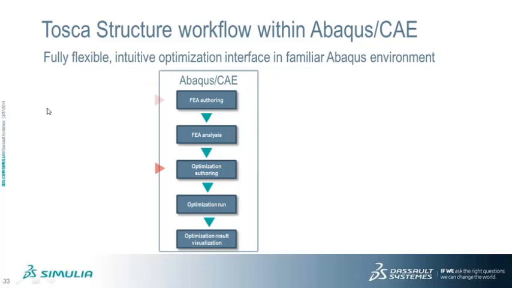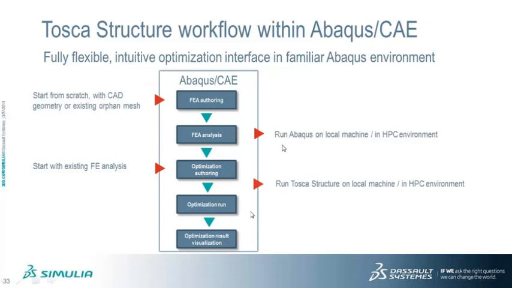So even though it's fully integrated, it's still fully flexible. On one hand, you can start from scratch. You can start with a CAD geometry, for example, from CATIA or Pro-E, or use existing orphan meshes. But you can as well start with an existing FE analysis, so a full Abaqus simulation setup, and just do the optimization authoring within Abaqus CAE. That's also possible. On the other hand, we are able to run the Abaqus and Tosca Structure jobs on the local machine, or we are able to put them in an HPC environment to run in parallel and be way faster with the calculation times. And we can again, of course, import the existing optimization results.